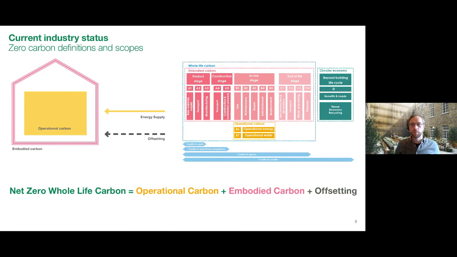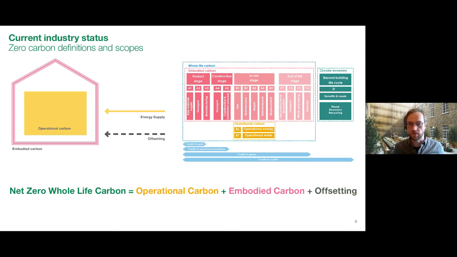So what's a proper definition of zero carbon? This is how we would explain it. There's a lot on this slide, but see at the bottom there, net zero whole life carbon. We try and simplify this right down for clients. We have three things: operational carbon, embodied carbon, and offsetting of various forms. And that's broken down, if you look at the top right, by the RICS, the British Standard, and the RIBA guidance, which all follow these same protocols, and that's how it's broken down in that guidance.